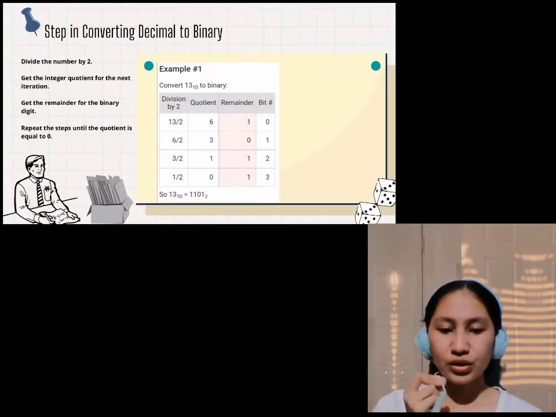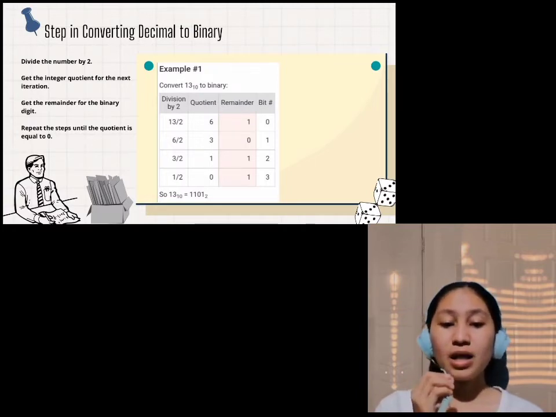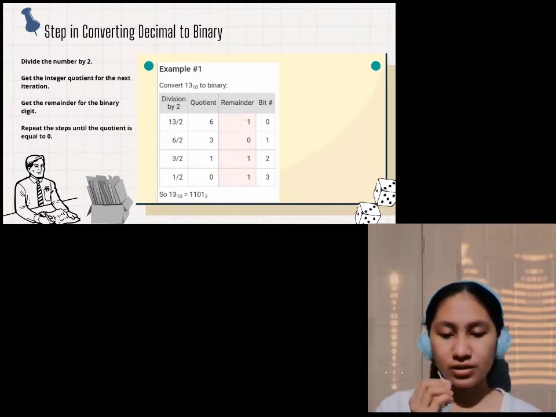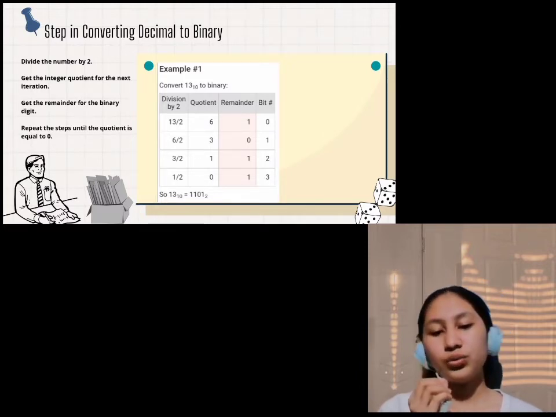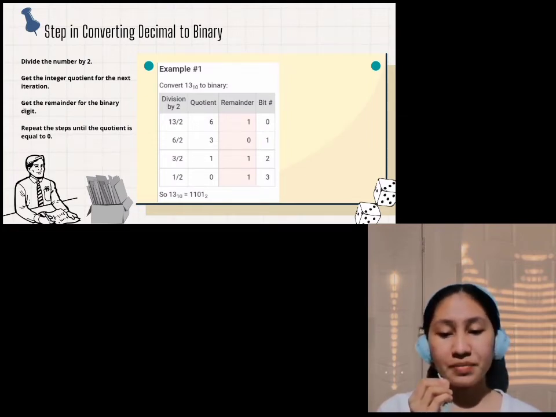Example. As you can see on the slide, we have the decimal number 13 in base 10. We need to convert that into a binary, base 2 number. In doing that, we need to follow the steps. 13 divided by 2 gives the quotient 6, and we have the remainder 1.